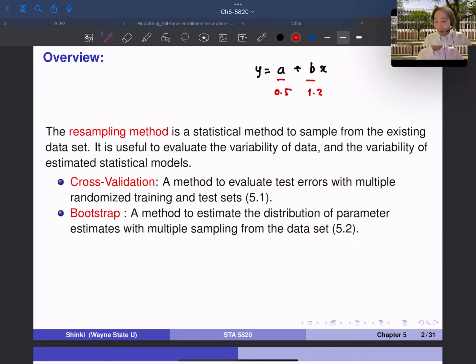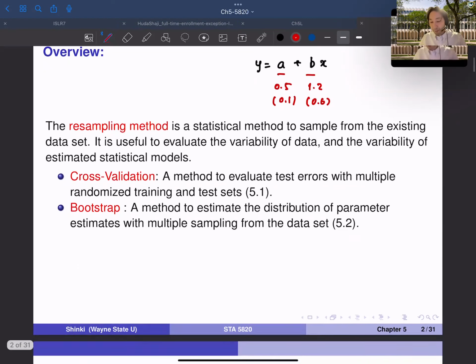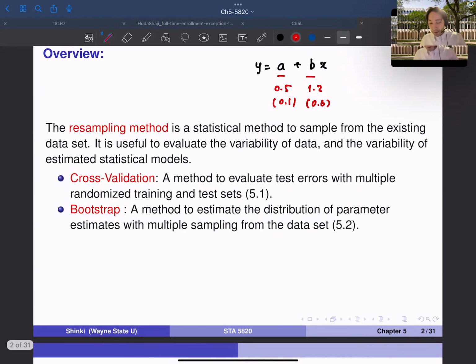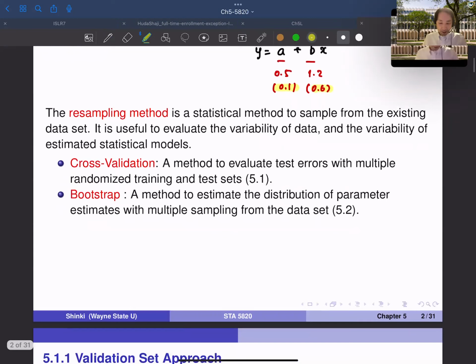We have some theory, and for example, the R output returns the standard errors. For example, the standard error is 0.6 for one and 0.1 for the other. But that is based on many assumptions, such as the error following a normal distribution or errors being IID and so on. For some complicated methods, this is more difficult, and sometimes it's not realistic to theoretically calculate these standard errors. So we rely on simulation methods to estimate these numbers. That is our topic.